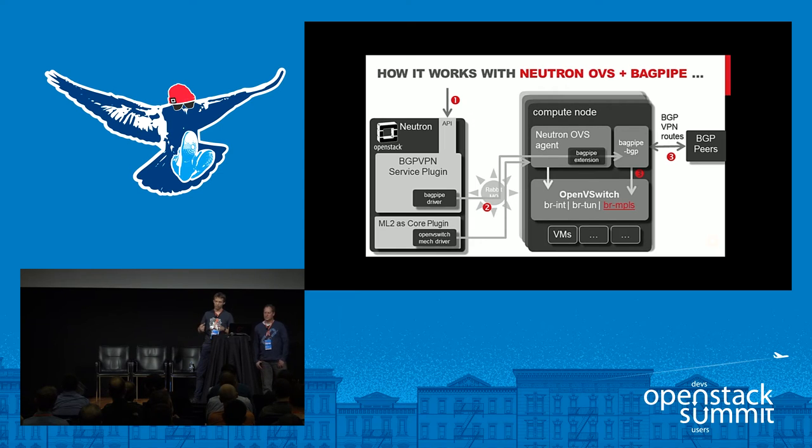So to do this, we add a bridge to the existing bridges on a compute node, called BRMPLS, which allows to segment the roles between the different components. The Neutron Open vSwitch agent is only responsible for the BRINT and BRTUN bridges, and the backpipe BGP component only responsible for BRMPLS. You don't have a risk of inconsistency because the life cycles of the different agents are different. And then the traffic is carried over MPLS toward VPNs.